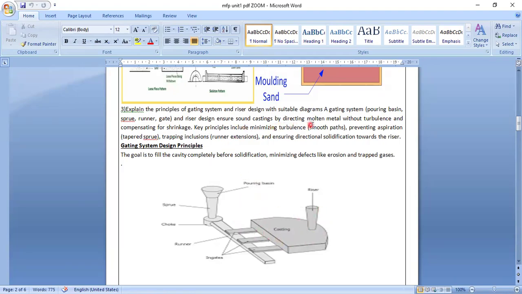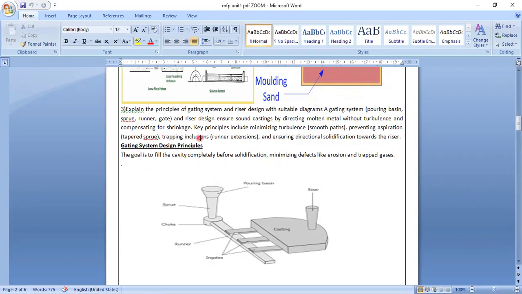And they are designed with suitable diagrams, so you have to show it. Here in the diagram, this is a runner, this is a choke, this is a sprue, this is a pouring basin, riser, and these are the in-gates. The in-gate system, pouring basin, sprue, runner, gates, and riser design ensure sound castings. So you'll get a good casting by directing material without turbulence. No turbulence should be there, and shrinkages should be compensated.